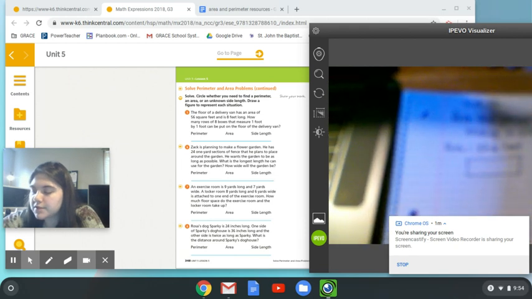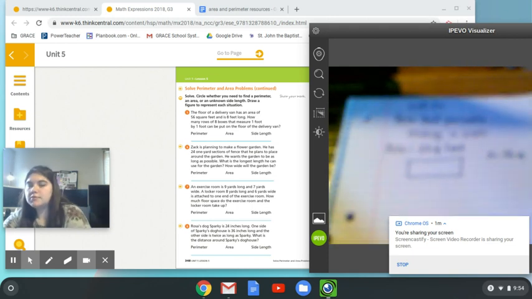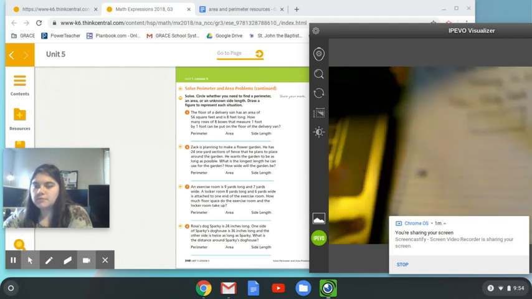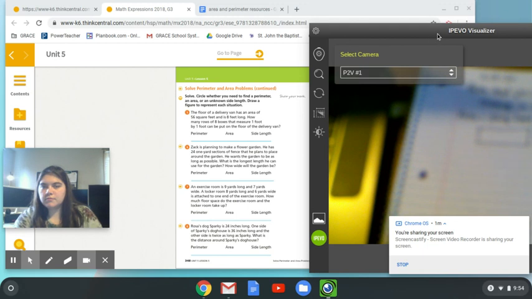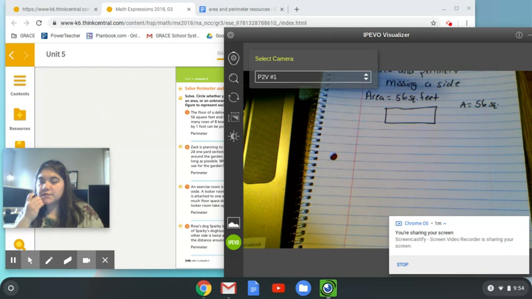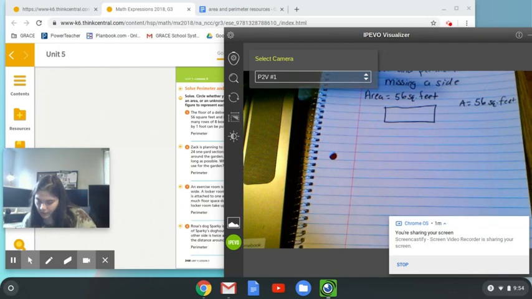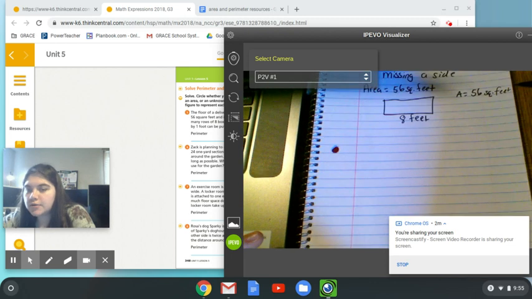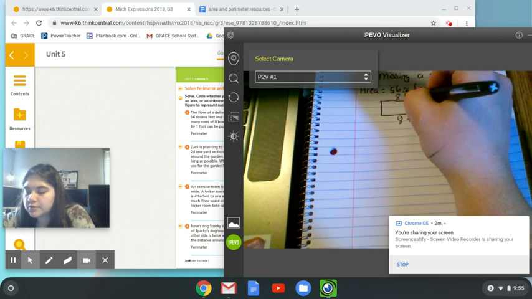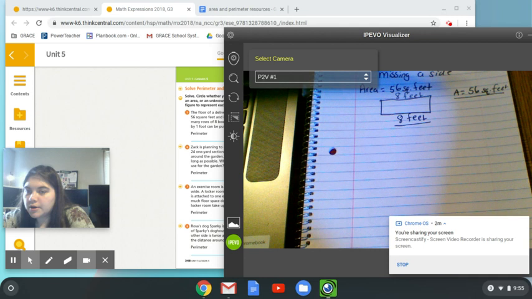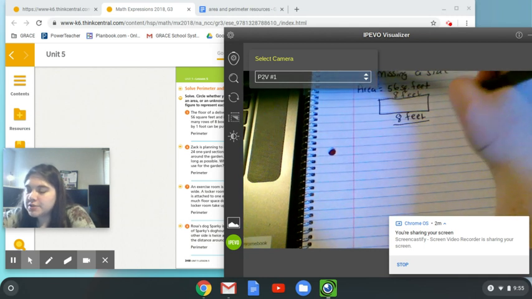And I know the total area is 56 square feet. That's my total. And I know that one side is 8 feet long. If this is a rectangle, then I know that this side and the opposite side are going to be equal. This is the important part. I already know what area is, and I'm given one of those side lengths.